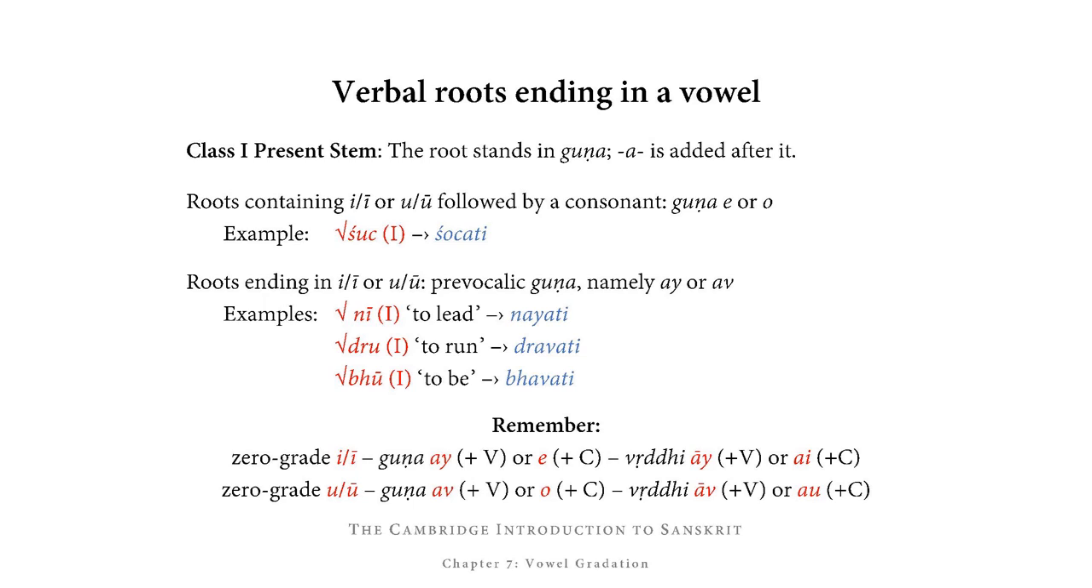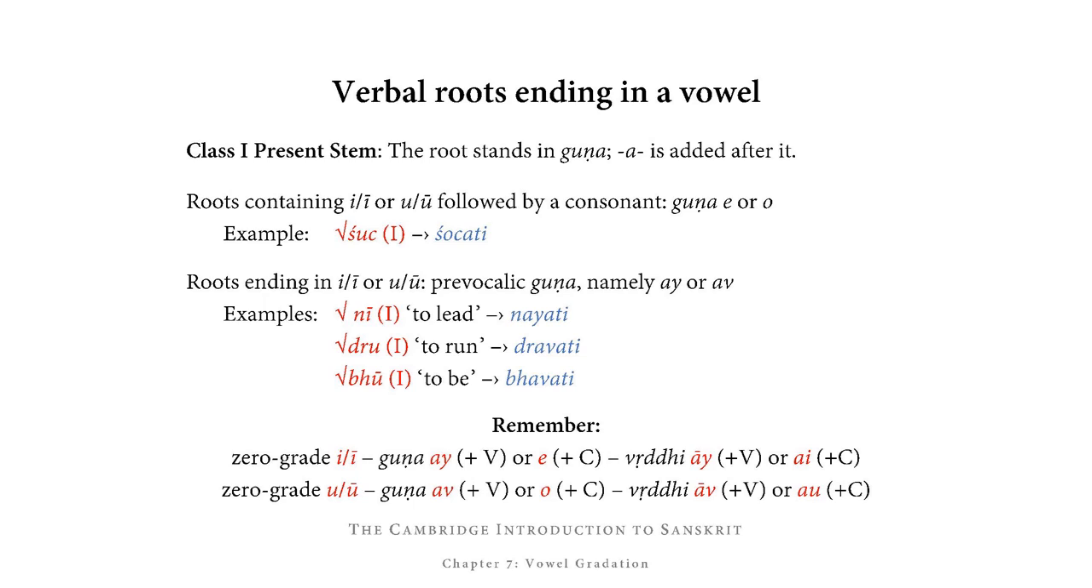Something else that we can now understand is how verbal roots that end in a vowel form their present tense stem. If you remember, class 1 verbs form their present tense stem by taking the root, putting it into guna, and adding an a after it. And you may also remember that the guna of the zero grade vowels ī or ū can have two different forms depending on whether this guna is followed by a vowel or by a consonant. And we have this schematic here again at the bottom of this screen.